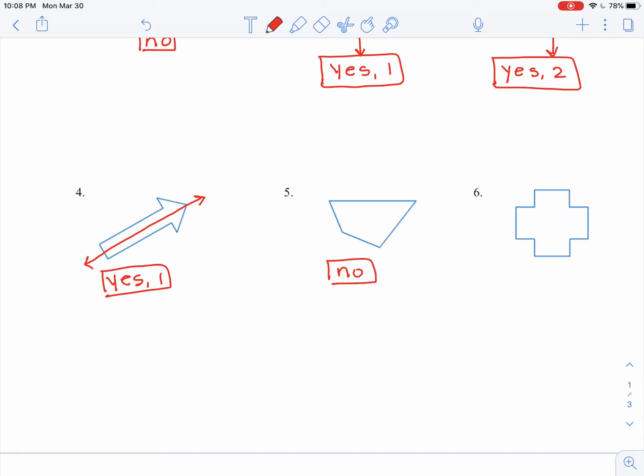And in number 6, this sort of plus sign does have line symmetry. So we could cut the plus sign in half, top to bottom. We could cut it left to right. But we could also cut this figure diagonally, once going this way, and then again in the other direction, going this way. So this plus sign shape has 4 different lines of symmetry.